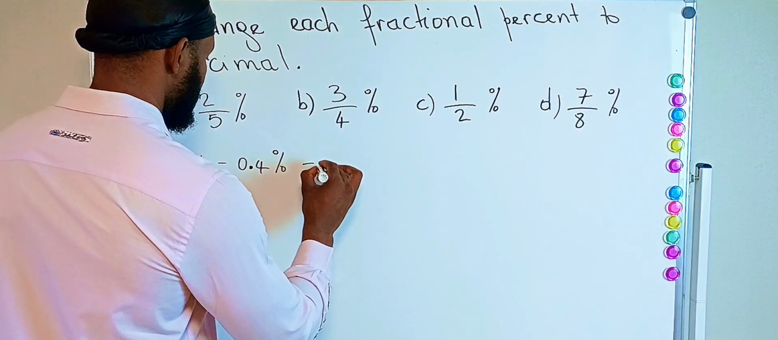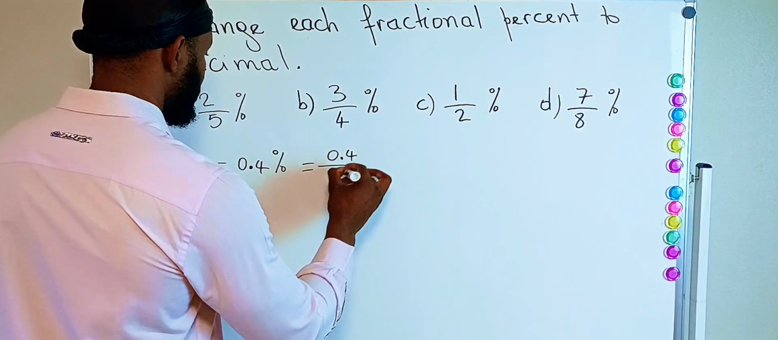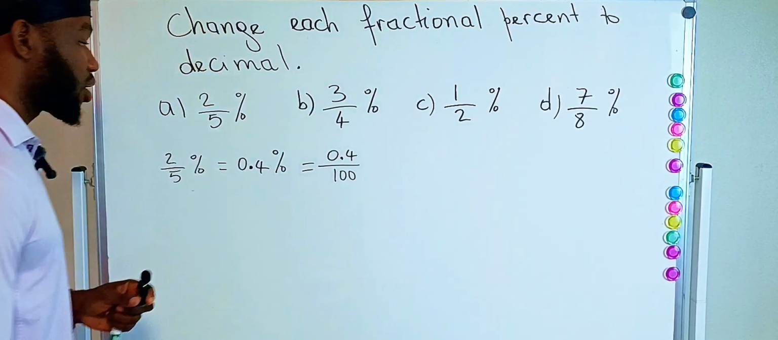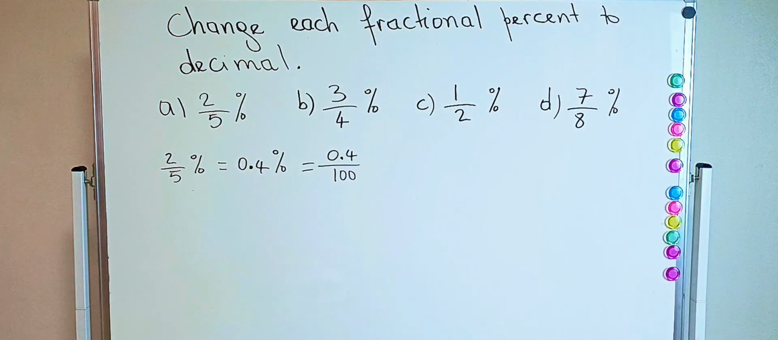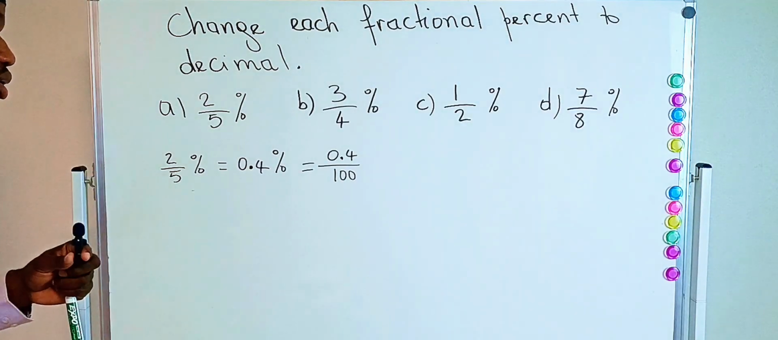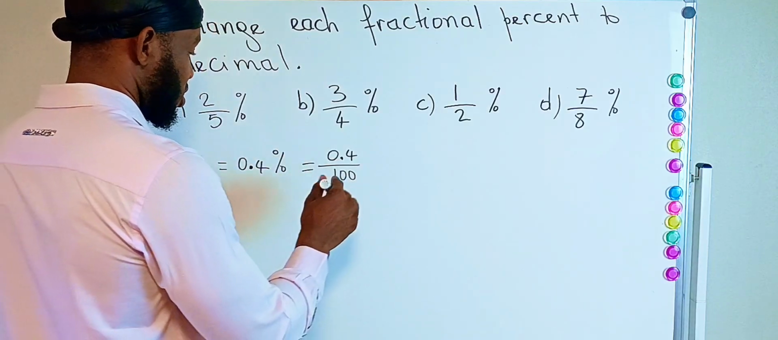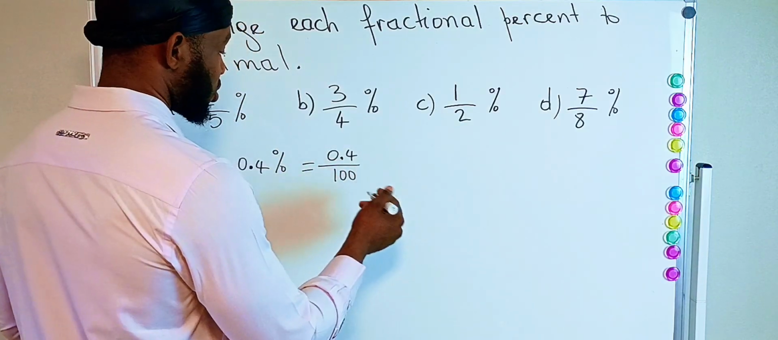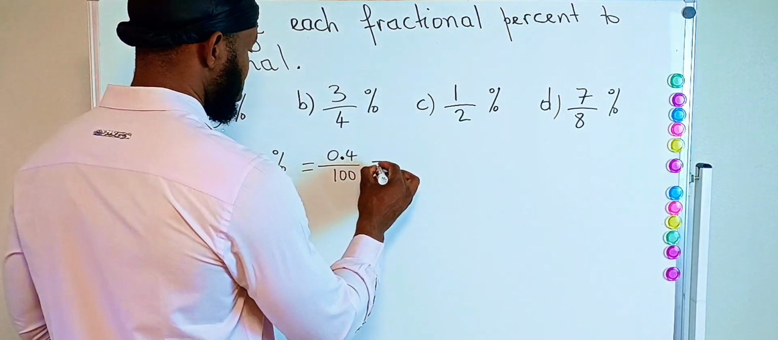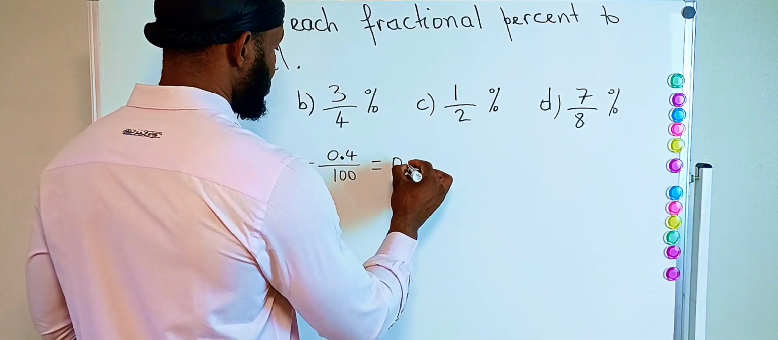So right now, you got 0.4 over 100, because we finna convert percent to decimal. So let's go. For decimal percent, you just divide by 100. Divide by 100 is like moving the decimal point how many times? 2.